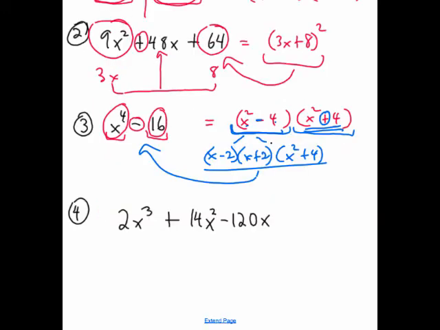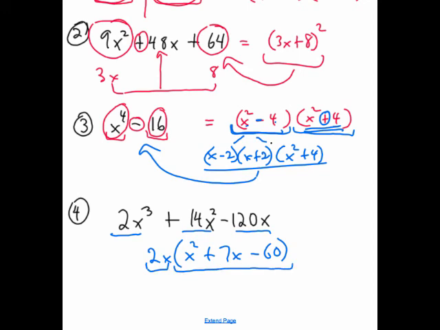Our last example, again, start at the top of the list. Greatest common factor is 2x, which would leave us with x squared plus 7x minus 60. Okay, so we have 2 sets of factors. Now, we have sitting here a trinomial in which the leading coefficient is 1. So this trinomial has the potential to break down into 2 binomials. It may or may not, but we have to check it out.